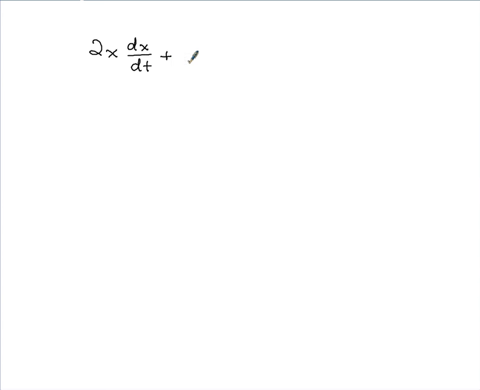Similar idea for y squared. We add on 2y, the derivative of y squared. We're taking the derivative of y with respect to time, so I apply dy/dt. That equals 2z dz/dt if I follow the same pattern.